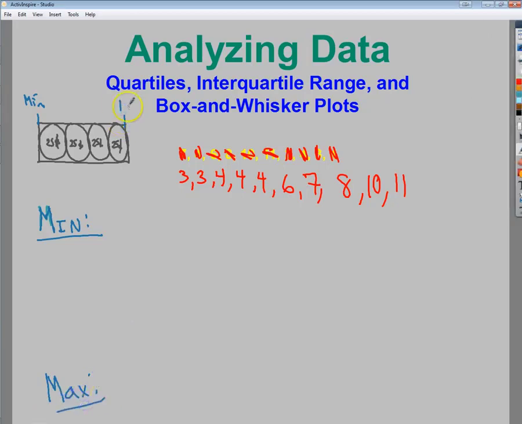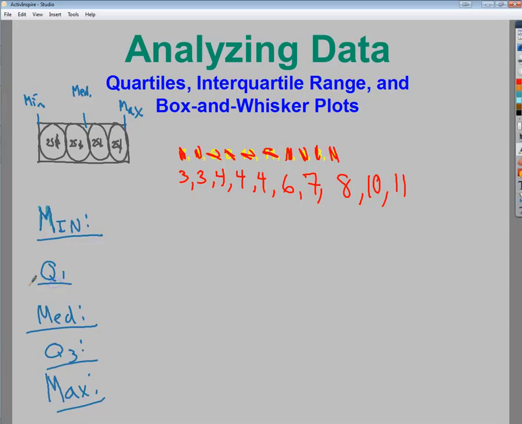Max would come right here in the old dollar analogy. Then we'd want the median. Median would come right here at the 50 cent point. So 50% of your data goes to one side, and 50% of the data is above that number. And then we'll have Q1 and Q3.